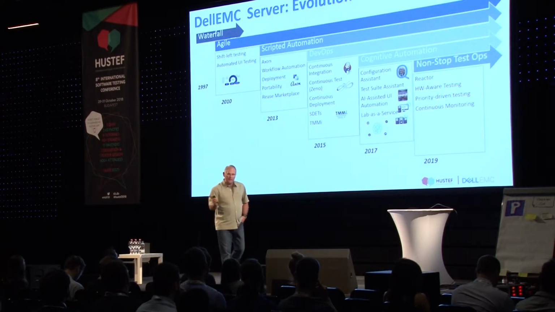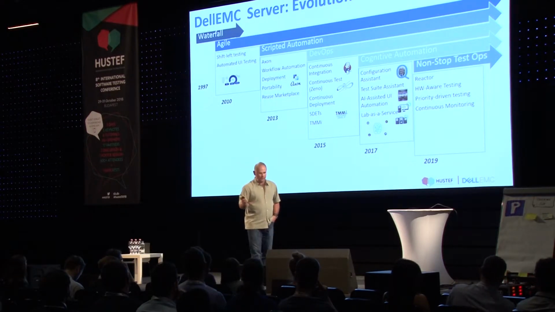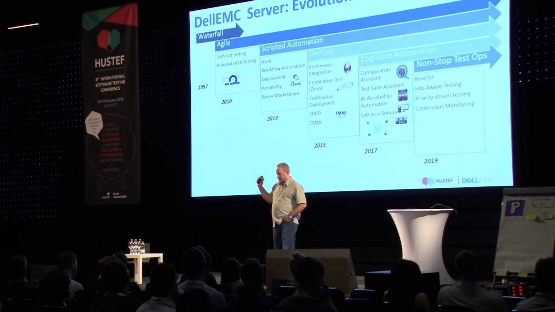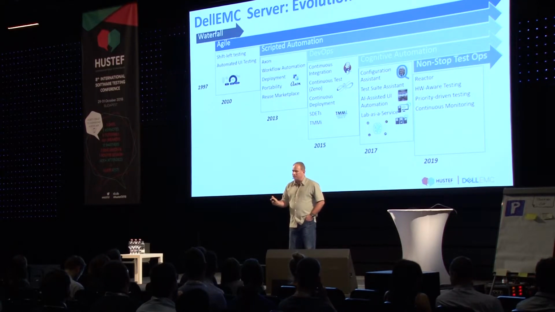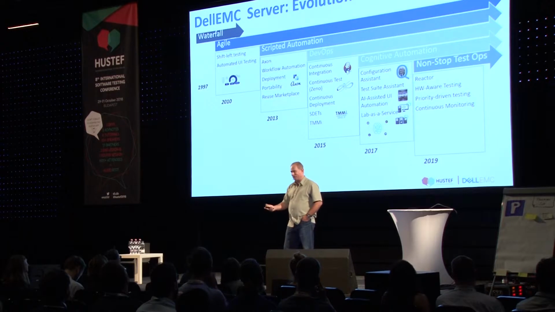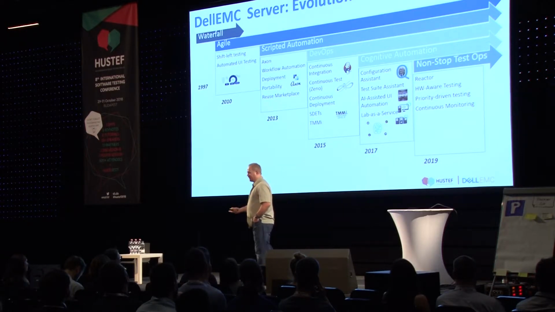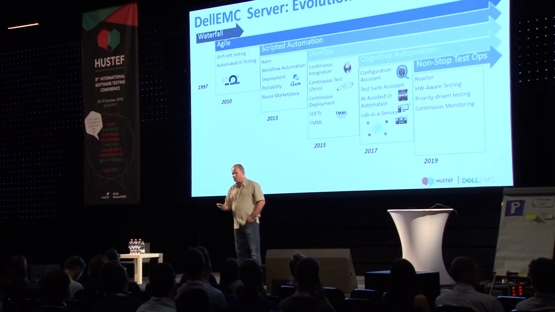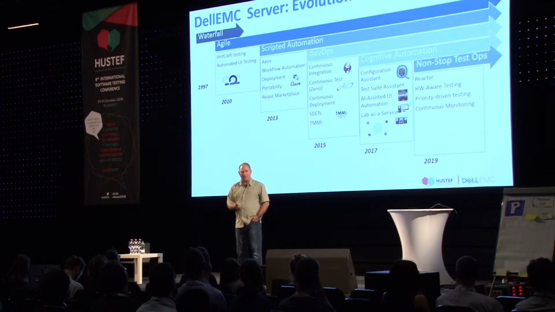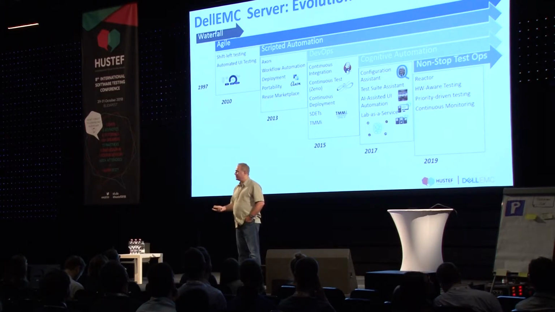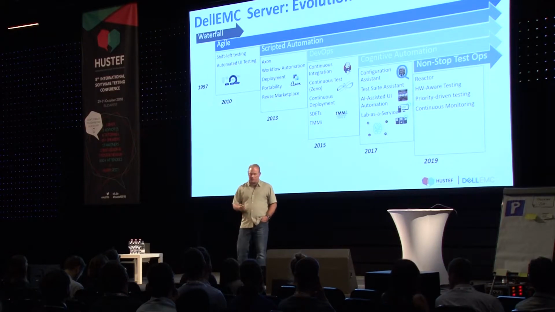So this just kind of gives you a quick evolution of what our journey has been. If you take a look up at the top left, we started building servers at DellEMC in 1997. I joined there the next year, and I was in the development organization, and so we were doing waterfall. I had been doing waterfall up until 2010, along with the rest of the organization. That was when we converted over to Agile.